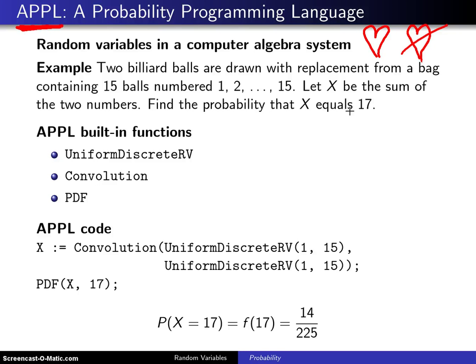So it's not difficult to solve by hand, but we're going to use a couple of APPL built-in functions. The first one that's going to be used is UniformDiscreteRV, and that'll define the pulls here from the bag. Then there's another one called Convolution, and this convolution routine adds random variables. And then there's a third one that's going to be used, known as PDF.